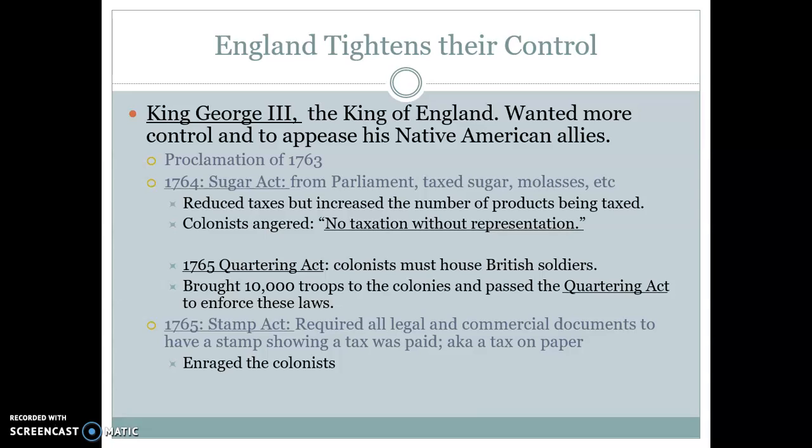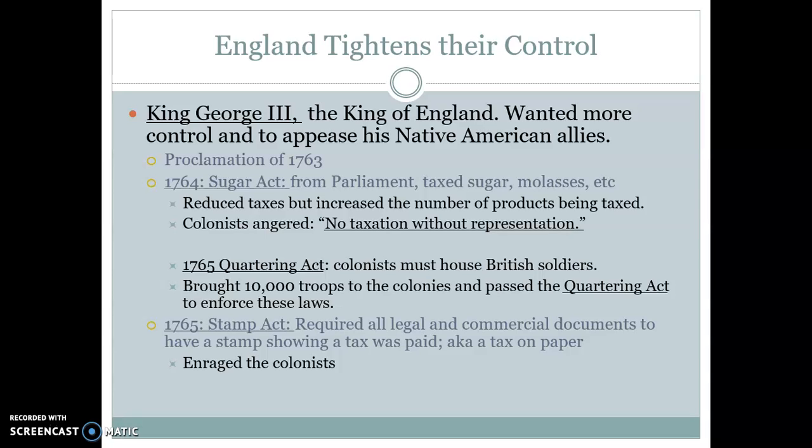So, at first, he puts in the Proclamation of 1763, which halted westward expansion, more or less stated that no British colonist may go westward past the Appalachian Mountains. Past the Appalachian Mountains, they will not be protected, and it is for the Native Americans themselves, no one else.